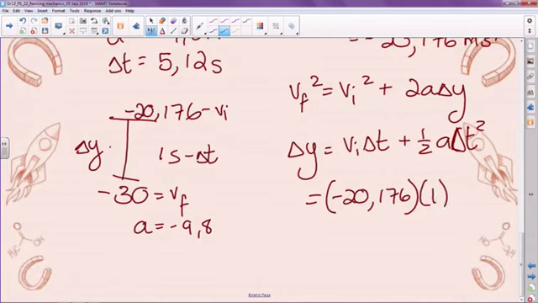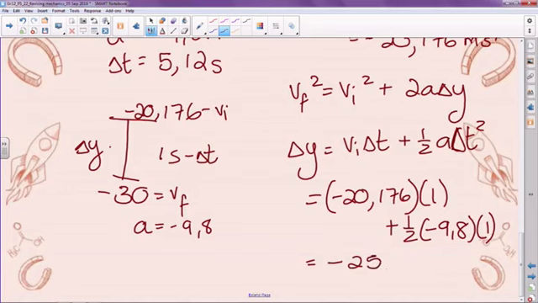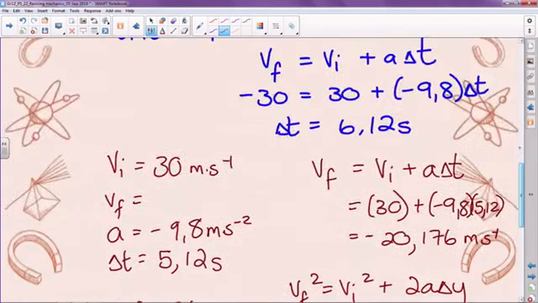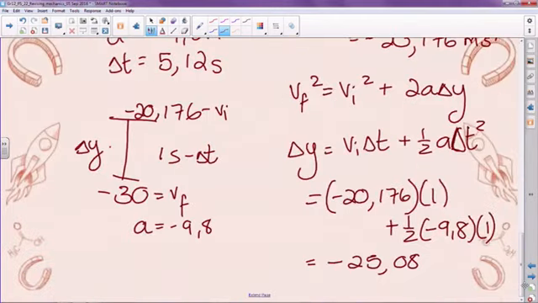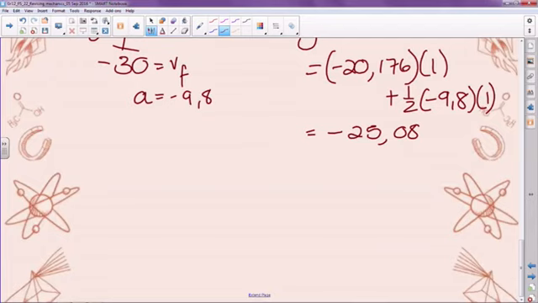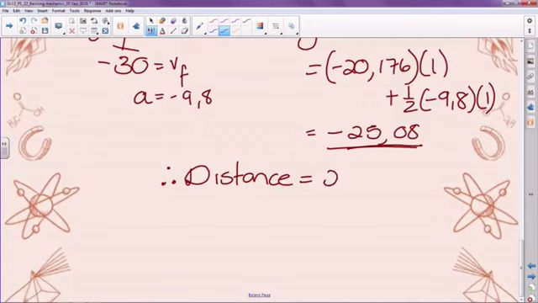20,176 times 1 plus a half times 9,8 times 1 squared. And of course, I put that into my calculator, and it's minus 25,08. But the question was, calculate the distance. Distance is a scalar. Okay, so distance, you can never give me a scalar as a negative. So you're going to say to me that therefore the distance that it falls is 25,08 meters. Yay! We're so happy.